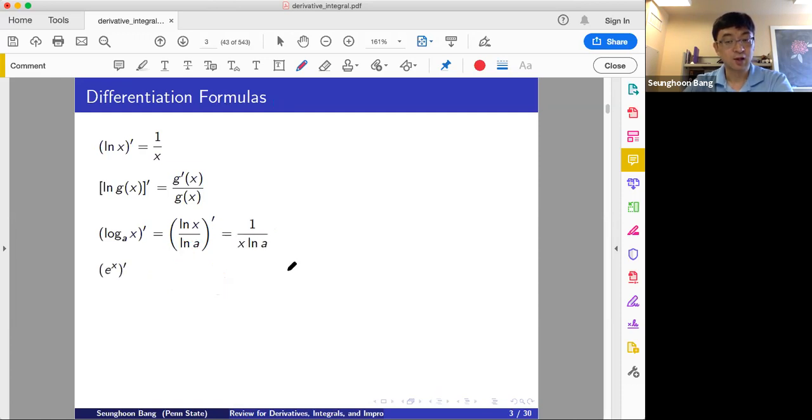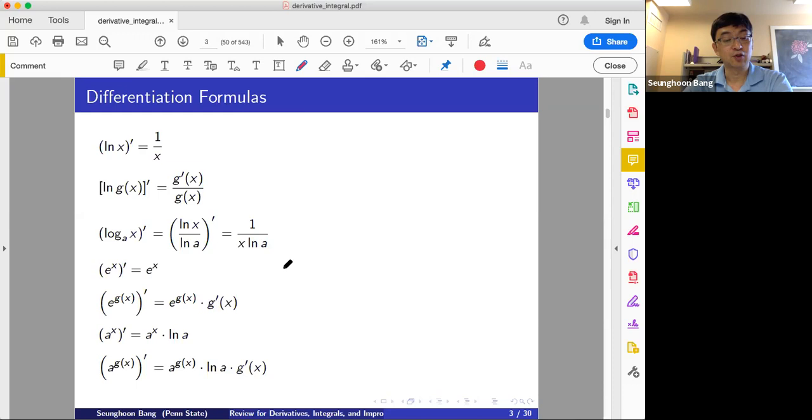Like this. The e to the x prime is itself. The e to the g of x prime, you can use chain rule, is e to the g of x times g prime of x. A to the x prime is a to the x times ln of a. The a to the g of x prime is a to the g of x times ln of a times inner function prime, g prime of x.